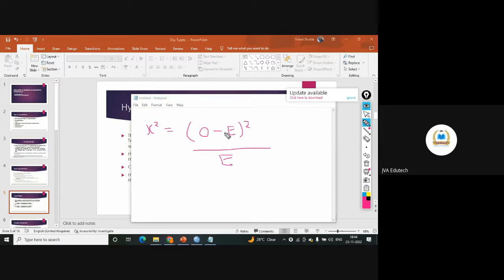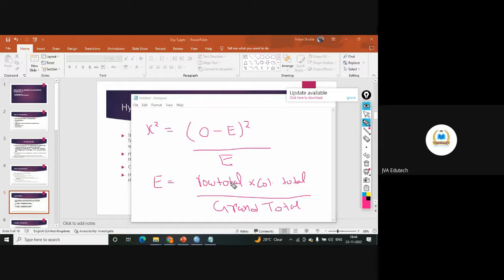But how to calculate the expected frequency? That is the basic statistic behind chi-square. So this E will be equal to row total, means total number of observations in the row, into column total, number of observations in the column, upon grand total, means total of all the rows and columns. So by this you will get the expected frequency.